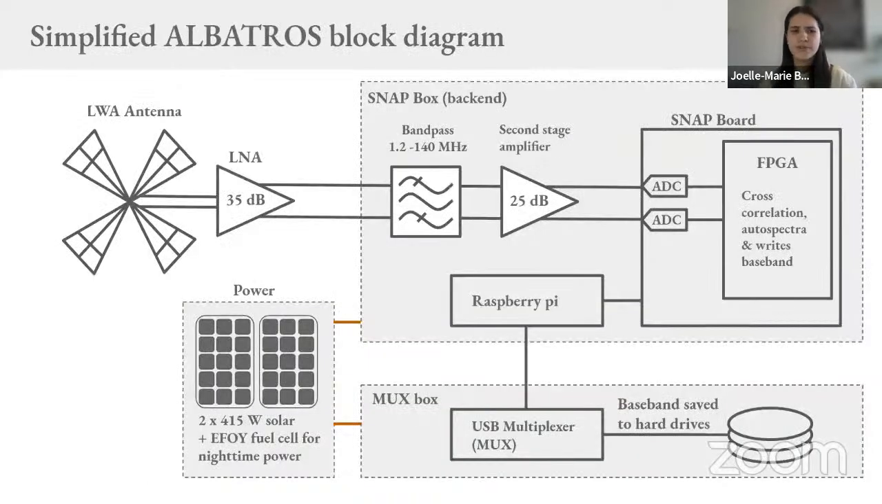And now I'll give you a tour of the Albatross systems, going through this block diagram by tracing the signal path. We start on the left with the antenna, which is connected to the front end electronics that consist in part of a low noise amplifier. And then moving on to the back end, we have a bandpass filter from 1.2 to 140 megahertz, a second stage of amplification, and then this filtered and amplified signal goes onto the ADCs in the SNAP board, and an FPGA that, among other things, saves baseband data to hard drives.